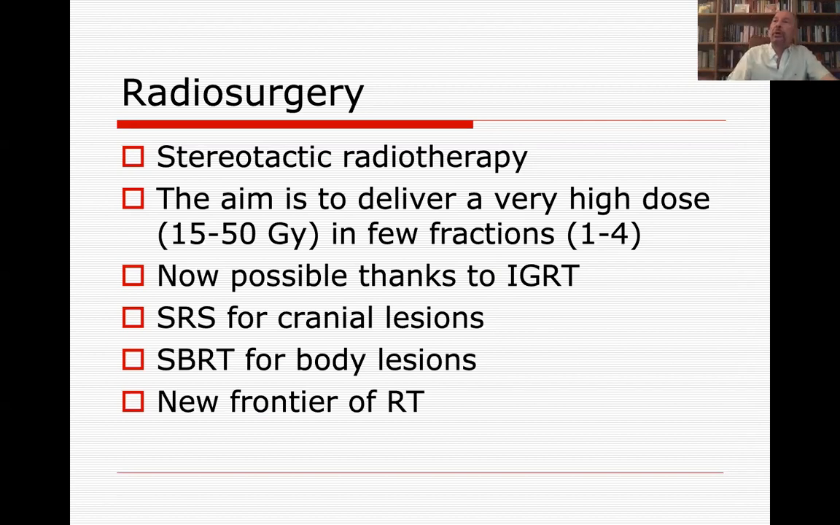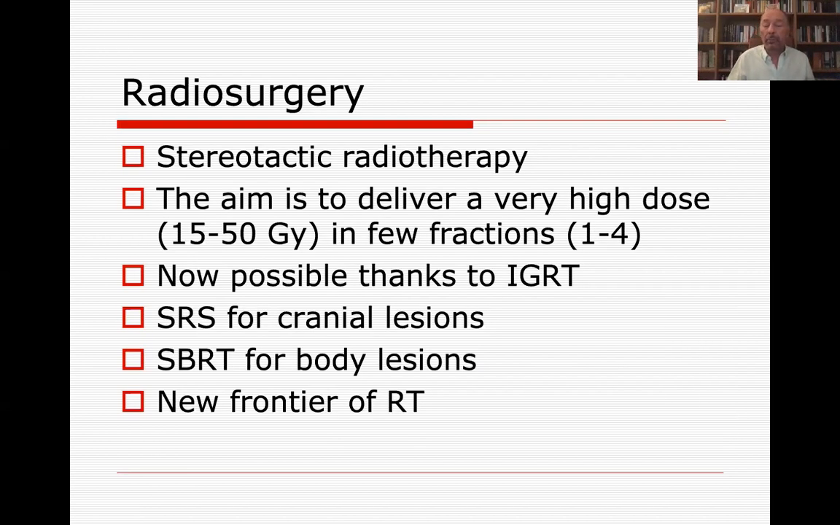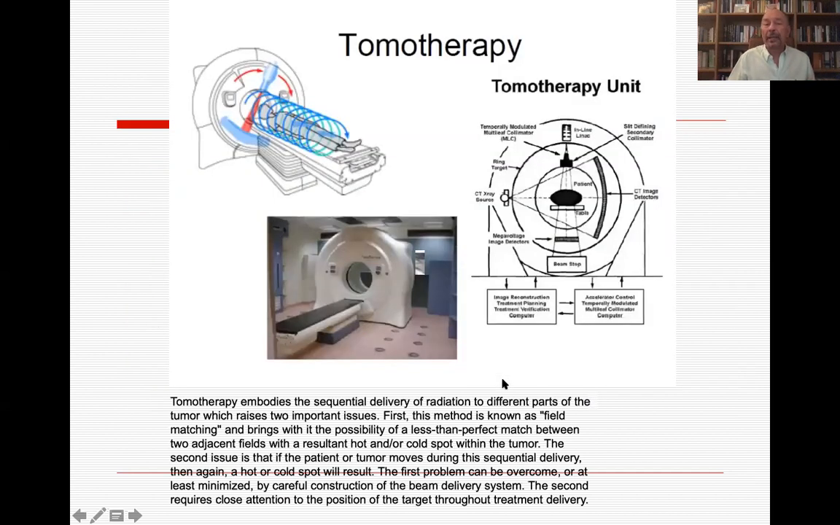Now, this is possible thanks to what we call IGRT, image-guided radiotherapy, and is divided in general in SRS and SBRT. SRS is stereotactic radiosurgery, SBRT is stereotactic body radiotherapy. SRS is for cranial lesions that have the advantage that they don't move, while SBRT is for body lesions that unfortunately move. This is definitely a new frontier of radiotherapy, and now there are specific machines to do that, like tomotherapy. Tomotherapy is a fast-rotating, 360 degrees rotating machine that irradiates from different positions.